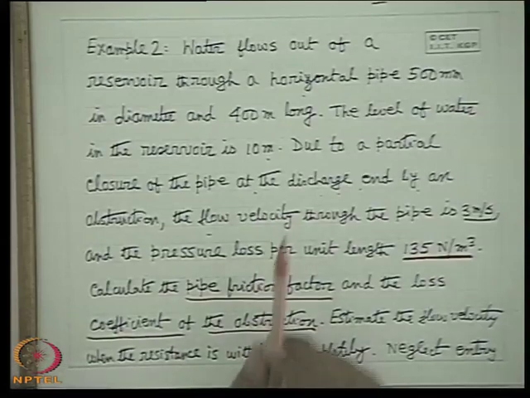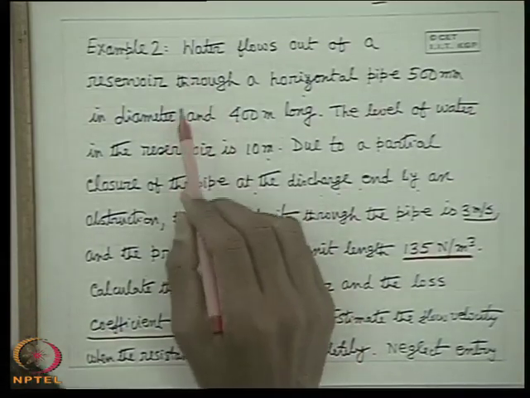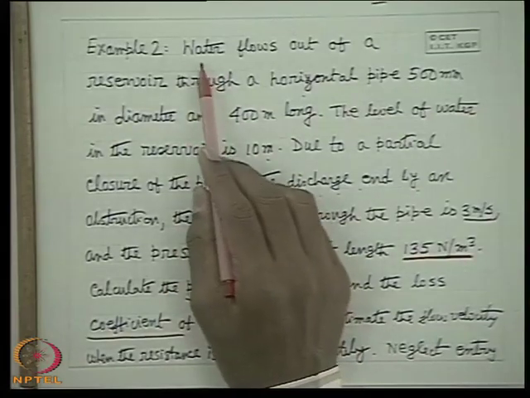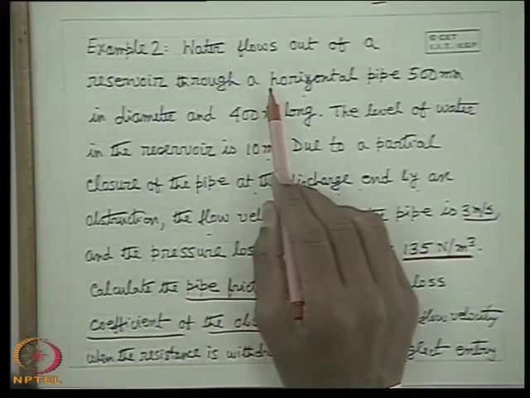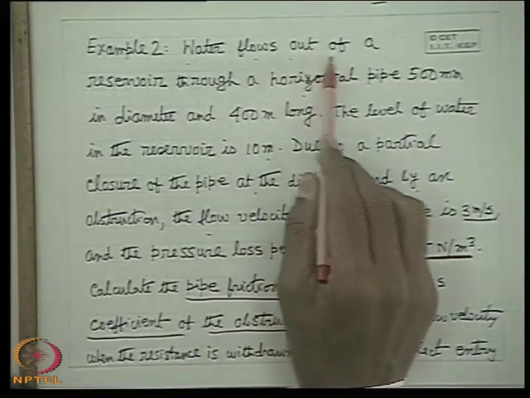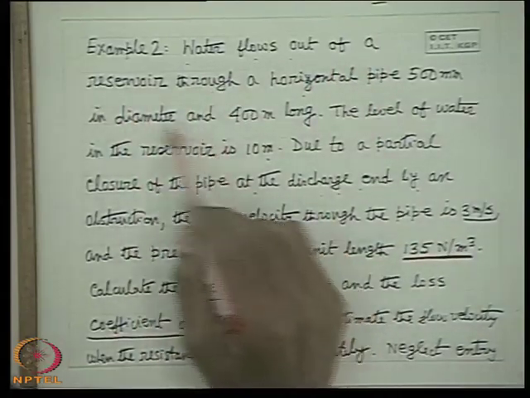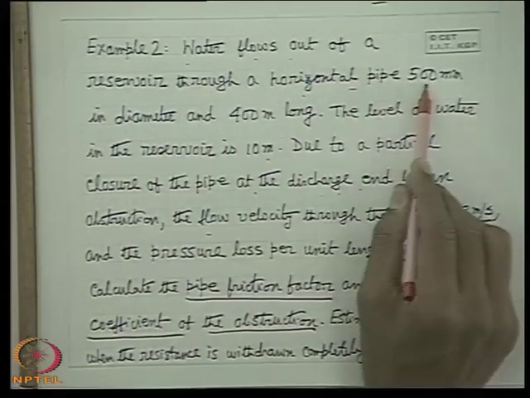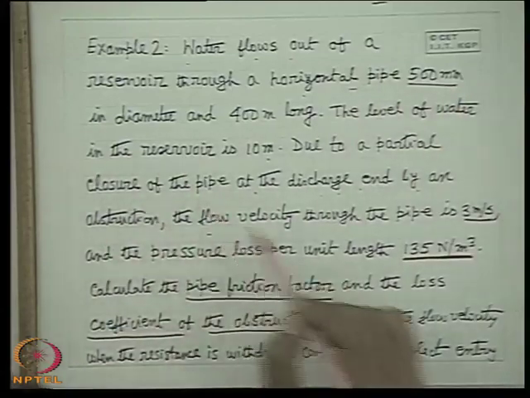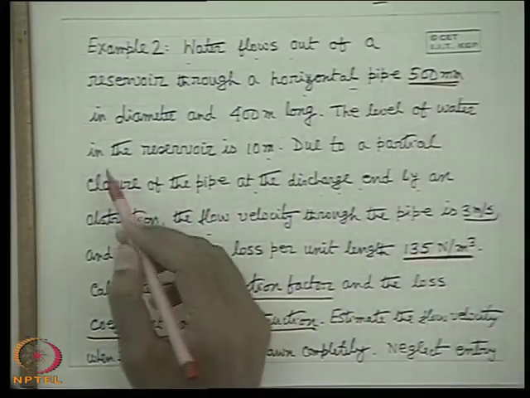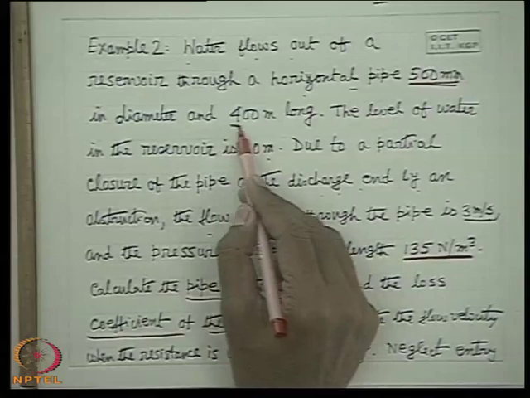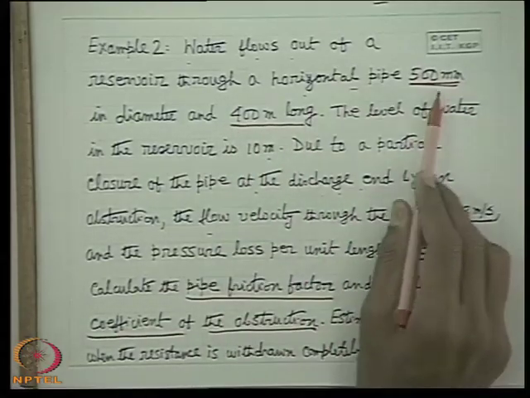So again we should think of the problem. This is another exercise problem of my book. The last one was also one of the exercise problems of my book. Water flows out of a reservoir. That means there is a reservoir from which water flows out through a horizontal pipe, 500 millimeter in diameter. The pipe geometry is explicitly known, both diameter and length.